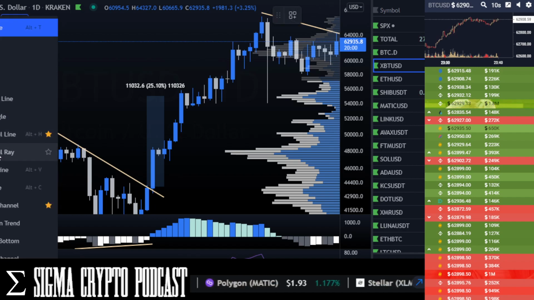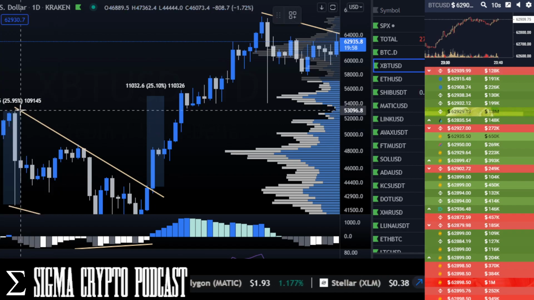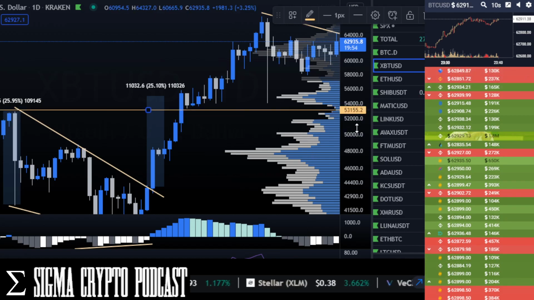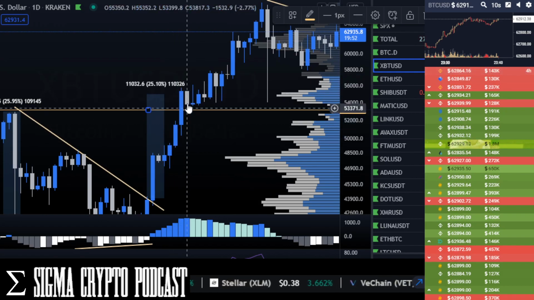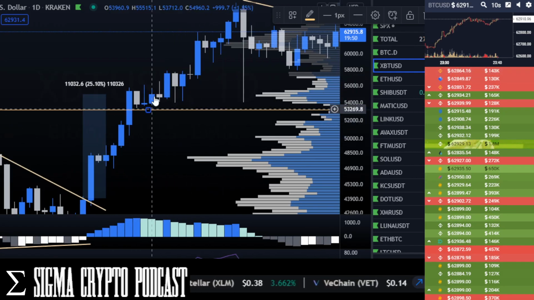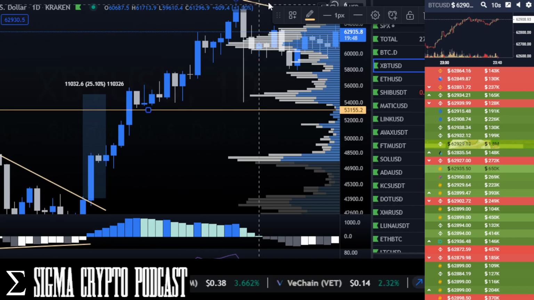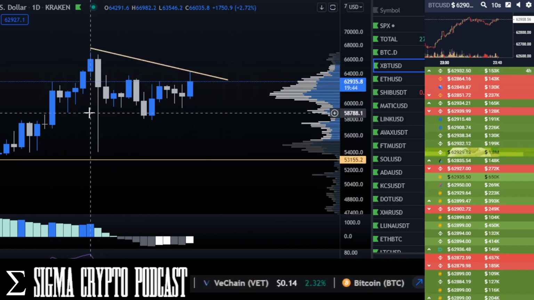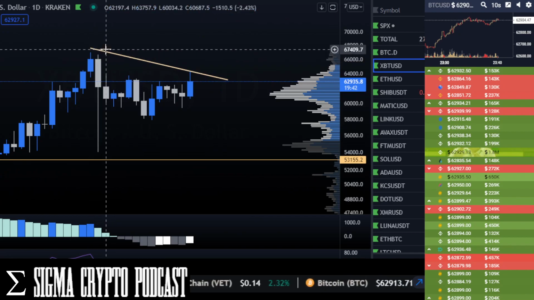Look at this. You just draw a line right at the top of that structure, and you have a support. It broke that level, backtested it for a couple of days, and then continued to the upside, and then went to all-time high from there.